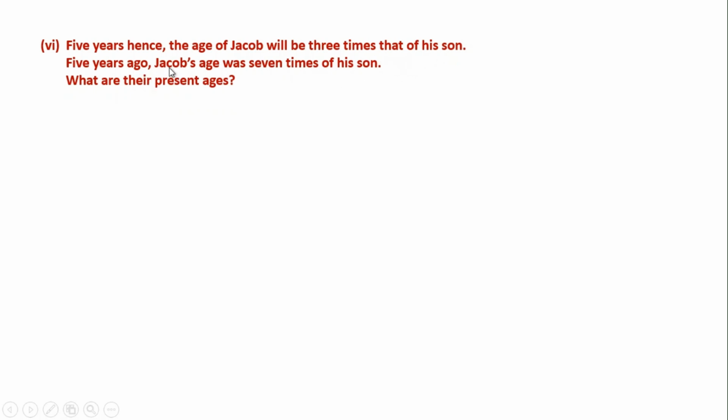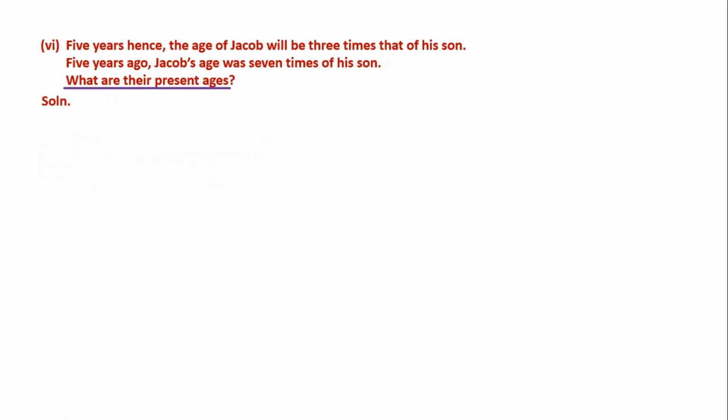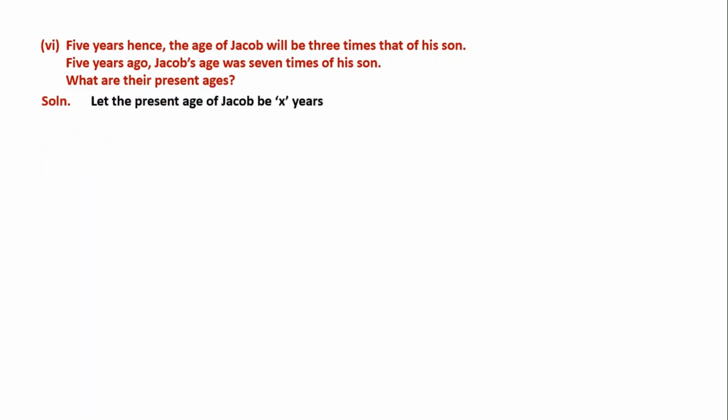This type of question we need to sort out in the form of a table. Then it will be very easy for us. Now first of all, what is our question in this? What do we have to find? What are their present ages? The present age of Jacob as well as his son. Let me assume that the present age of Jacob is x years and the present age of his son is y years.